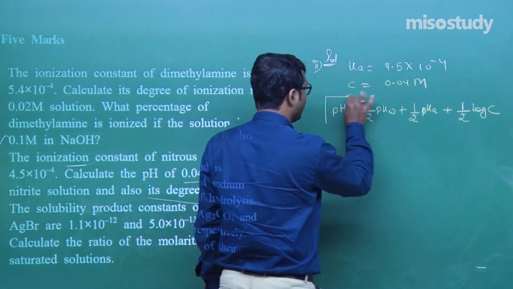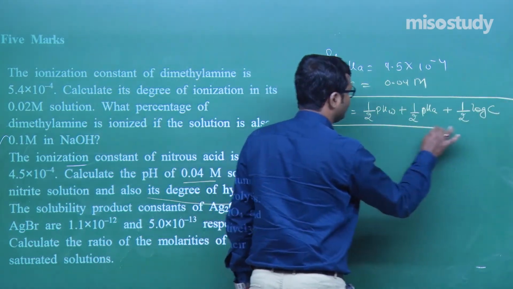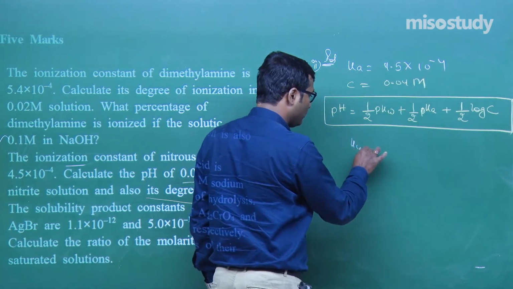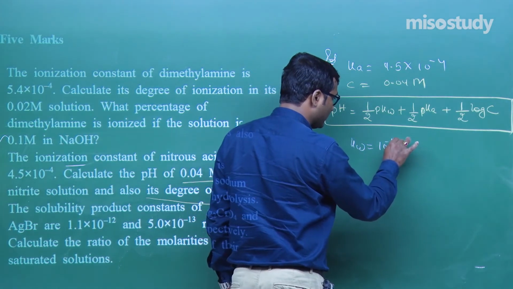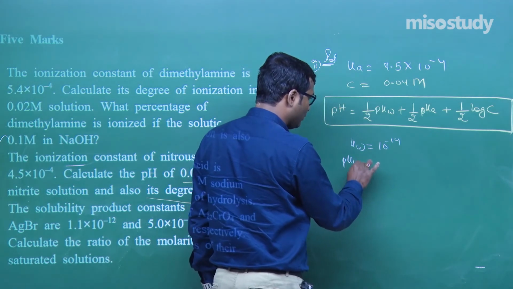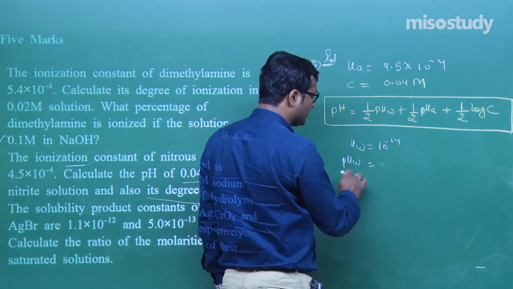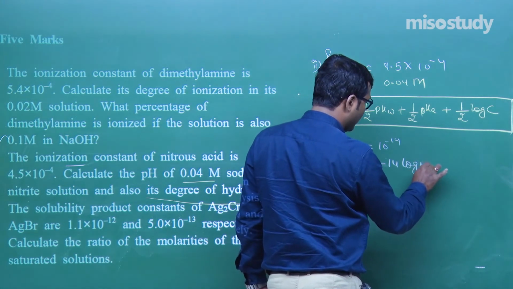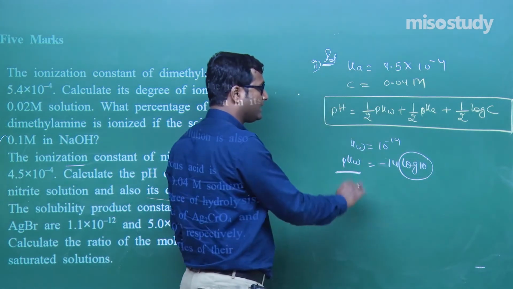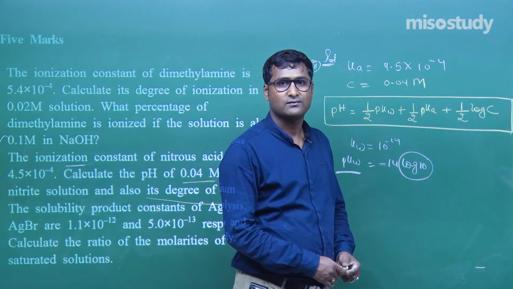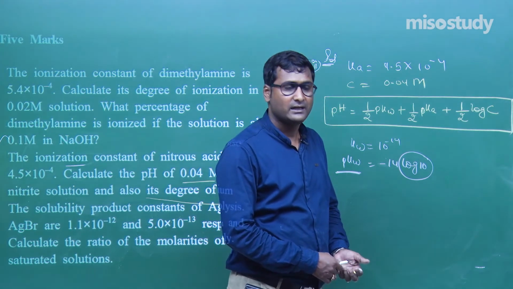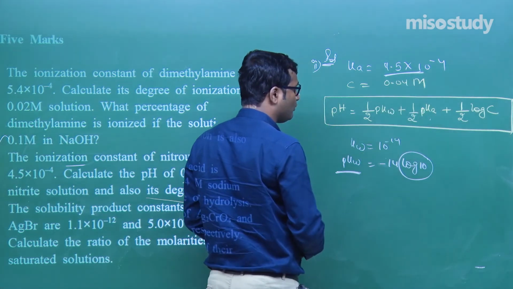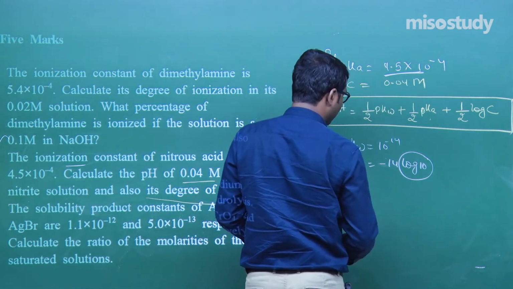This is the pH. To find the value, what is pKw? We know Kw is equal to 10 to the power minus 14. So pKw is equal to what? It is minus log 10 to the power minus 14. Log 10 value is 1. Am I right? Yes sir. pKa, Ka is given, pKa is equal to minus log Ka.